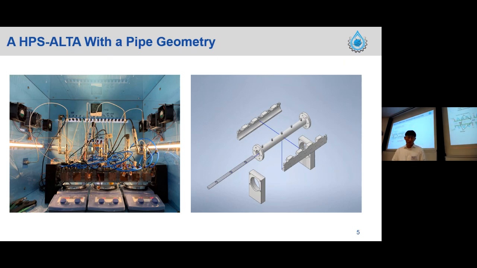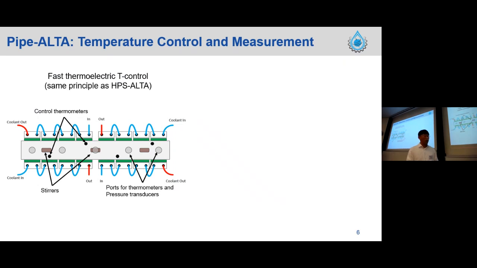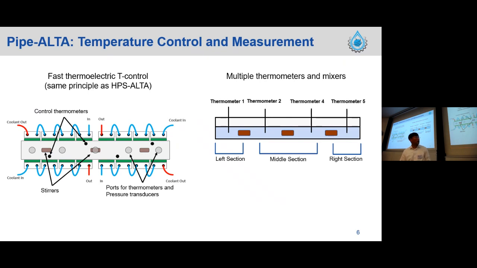In this pipe alpha, we're using a fast thermoelectric temperature control strategy, which has the same principle as what we see in the HPS alpha system. We also divide the system into three sections, left, middle, and right, to provide more uniform temperature control.